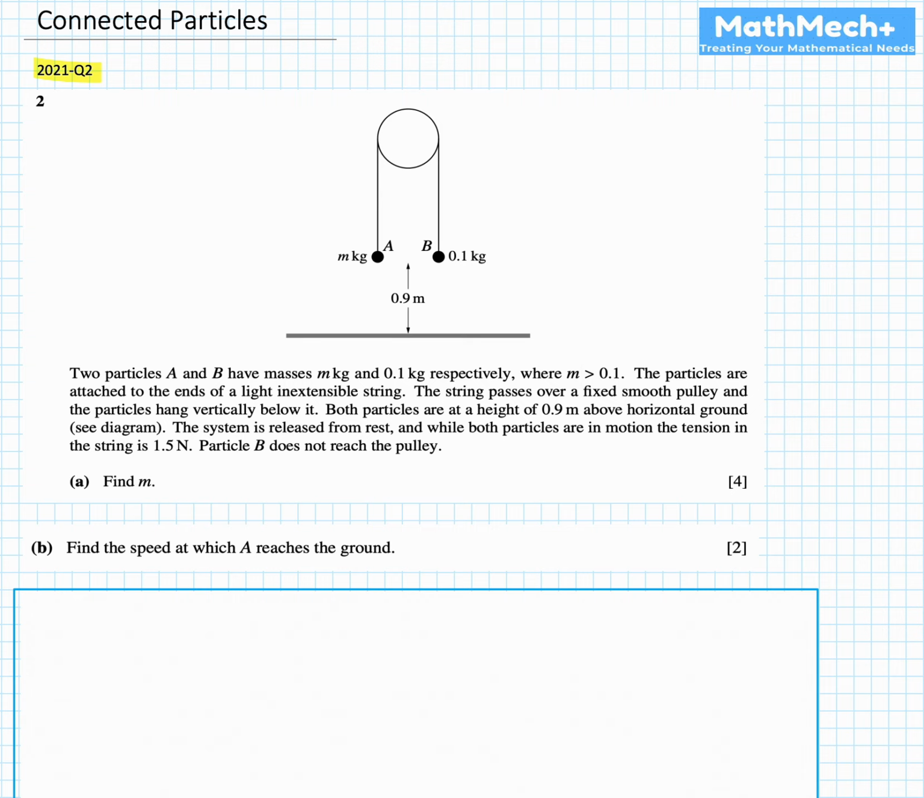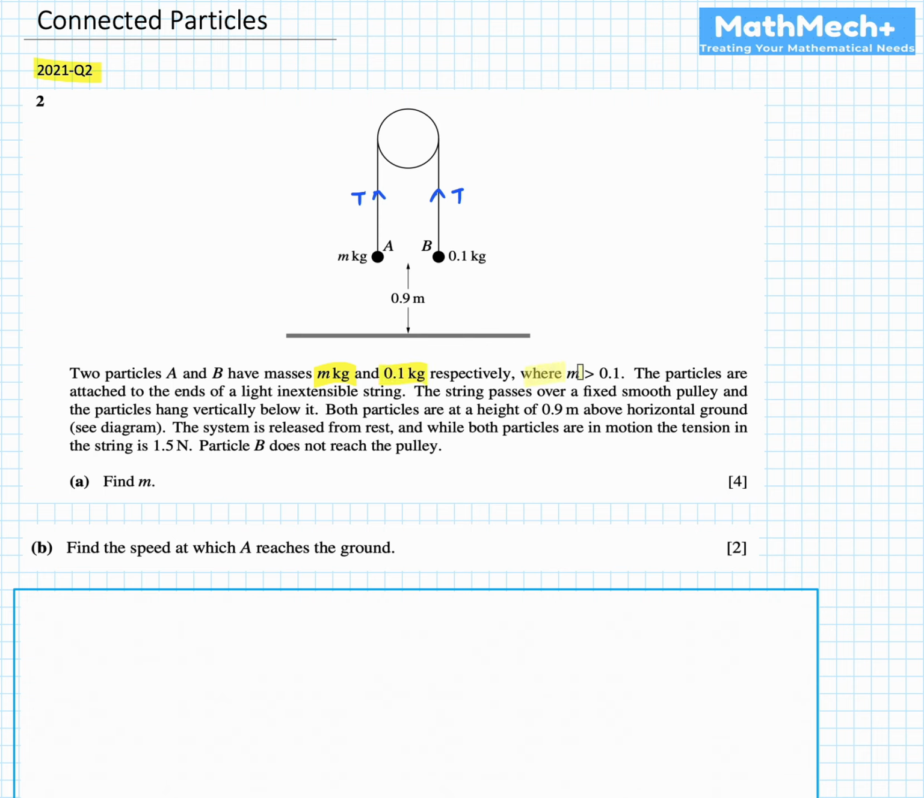In this lesson, we are looking at pulleys for connected particles. So here we have a pulley with A and B, two strings, and we can see tension in both these strings. So the particles are interacting through the tension in the string. It's used to connect the two particles.